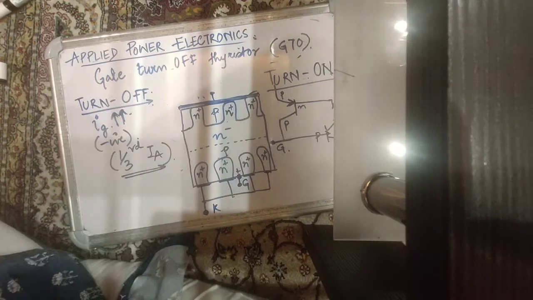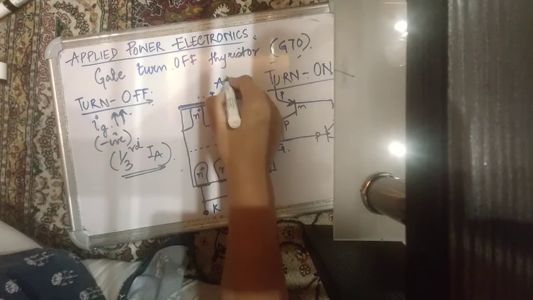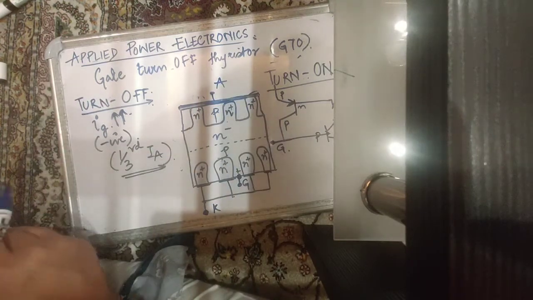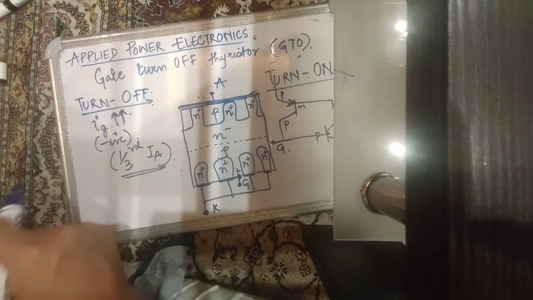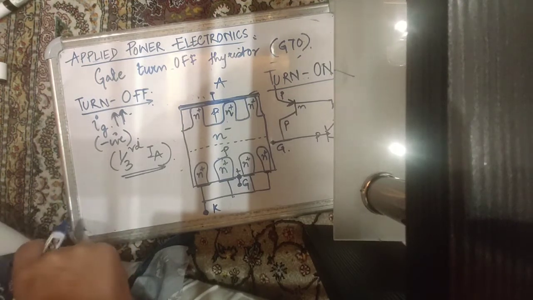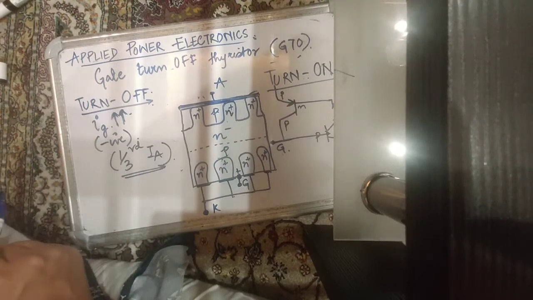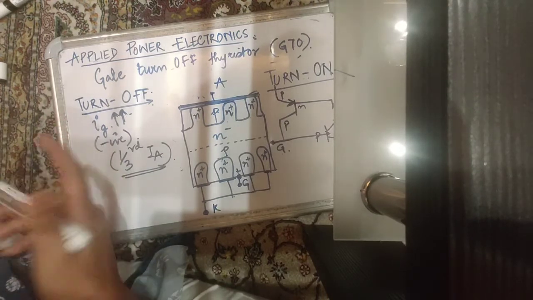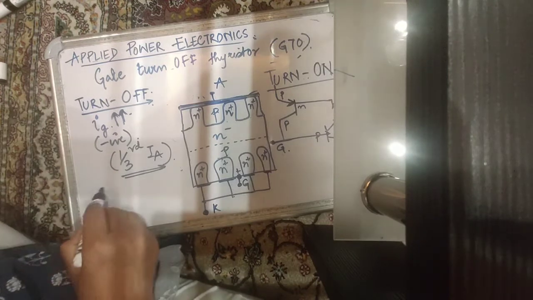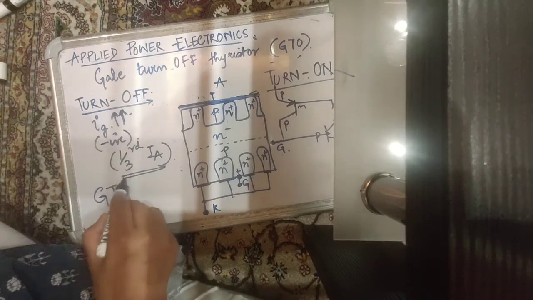So if your GTO is on, it is conducting an anode current, that is the current flowing from the anode to the cathode. The device current is say 100 amperes. Then in order to turn it off, you need to inject at least minus 30 amperes of gate current, which is a high magnitude of gate current. Now high magnitude of current flowing through the gate driver circuit means you have high power losses in the gate driver circuit. So that is one of the reasons GTOs generally do not operate at high switching frequencies.